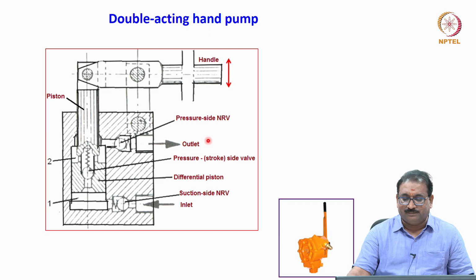Double acting hand pump. You will see here again arrangements are made. Here we are using the differential piston. Here you will see the pressure side valve, the suction side valve, and a tank. This is the handle, friends. This is the piston. The up and down motion of this will make the fluid sucked in through the suction side NRV. Then it will discharge through the pressure side NRV. This is an outlet, which will connect to the load cylinder.